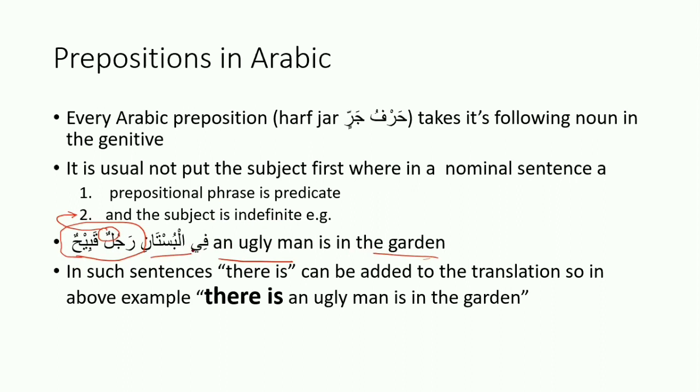So hence fil bustani, the predicate, comes first, in Arabic, reading from right to left. Fil bustani rajulun kabihun. An ugly man is in the garden. In such sentences, we can add "there is" in the translation. So we can say there is an ugly man in the garden.